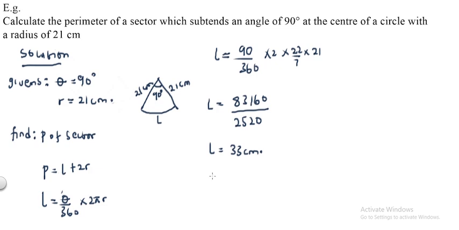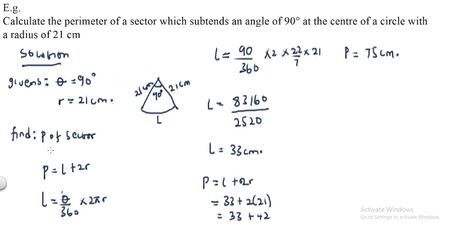From here, I can write out my perimeter. So that my perimeter will be equal to L plus 2R. This will be equal to 33 plus 2 open brackets 21. My perimeter of my sector will be 33 plus 2 times 21 is 42. So 33 plus 42. The perimeter of my sector is 75 centimeters. So that is the perimeter of this sector I was given in the question. Let's look at another example.